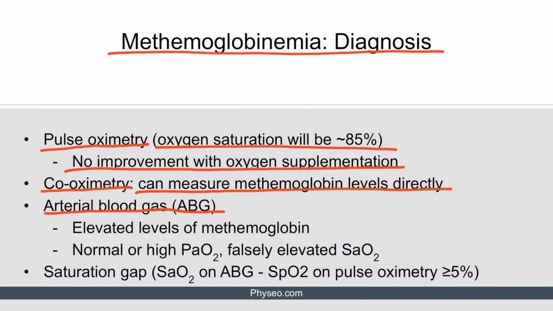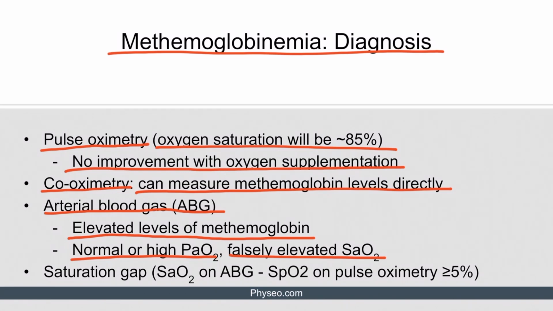First, certain blood gas analyzers are equipped to detect methemoglobin directly, in which case the arterial blood gas will reveal elevated levels of methemoglobin. Second, the arterial blood gas will reveal a normal or high PaO2 and a falsely elevated SaO2. PaO2 will be normal or high because patients that appear hypoxic on pulse ox are almost always placed on supplemental oxygen, which will certainly increase the partial pressure of oxygen dissolved in the arterial blood.